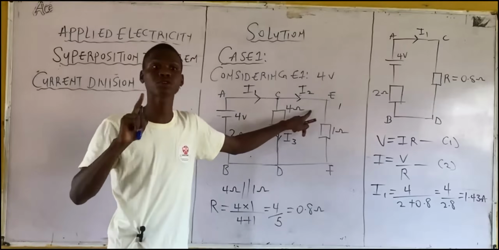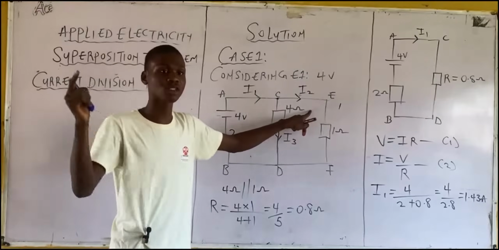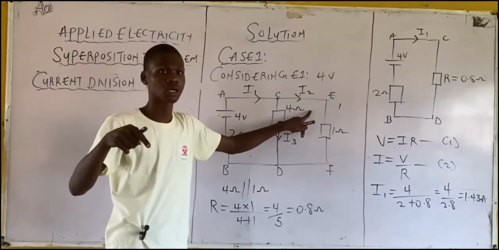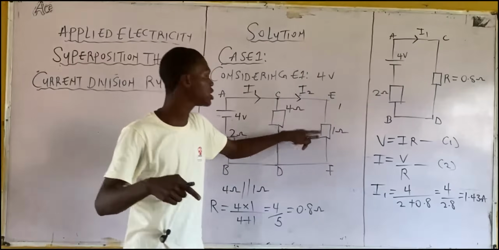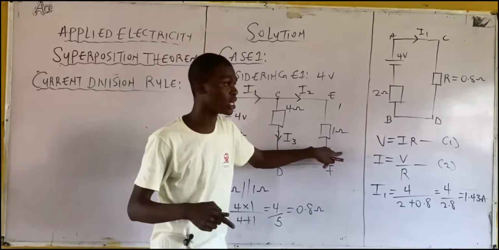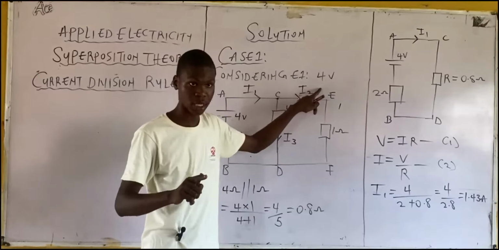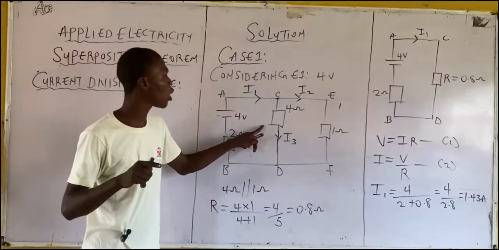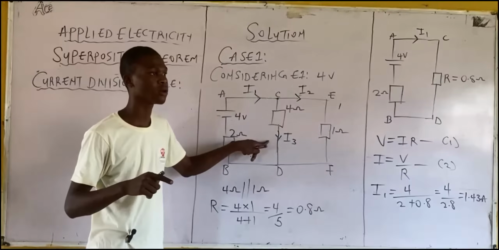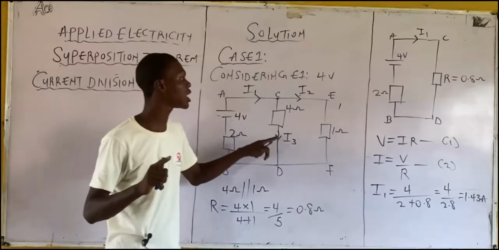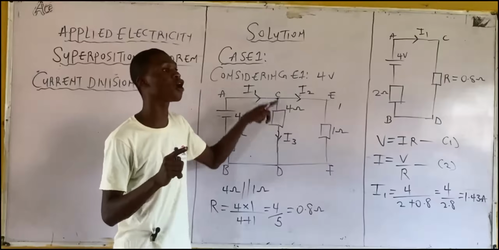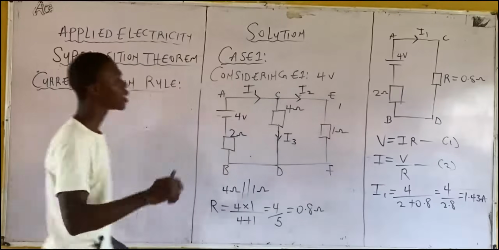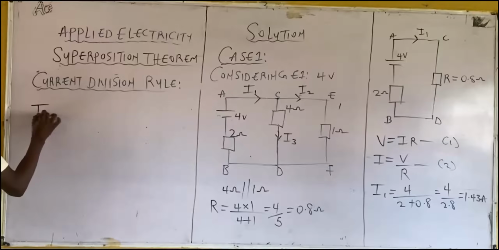What you should put in consideration is: what's the resistor of I2? That was what I was asking the other time. What's the resistor of I2? The 1 ohm resistor. Meaning this is the resistor you are interested in as far as I2 is concerned. Now, let's say you want to calculate I3. What's the resistor of I3? The 4 ohm resistor. Meaning you are interested in the 4 ohm resistor as far as I3 is concerned. Now, let's calculate I2.